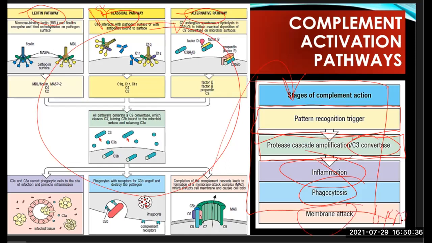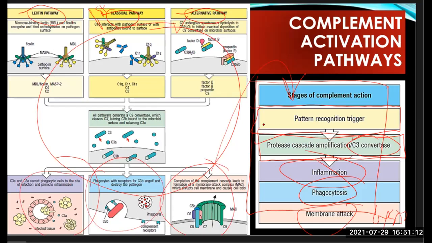So if I ask you what are the stages of complement activation, we have the following: pattern recognition trigger starts with the labeling, and then the proteolytic cascade brought about by C3 convertase, followed by inflammation, phagocytosis, and the membrane attack complex, which leads to cellular lysis. So it's easy to remember.